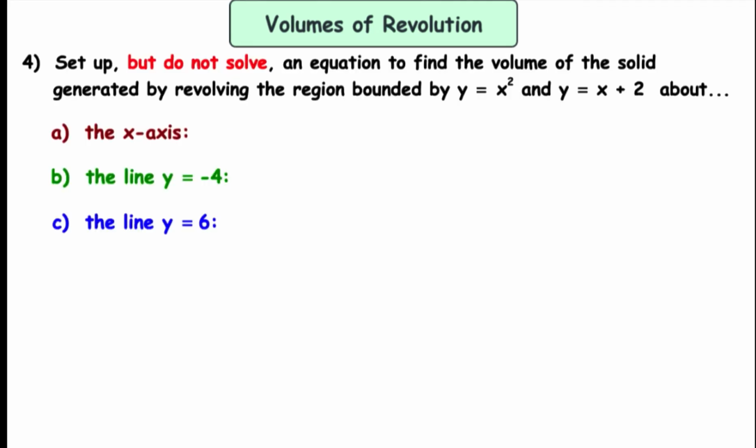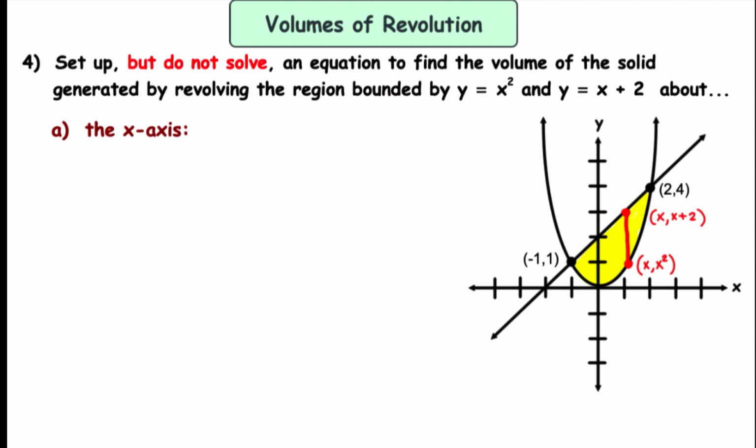Number 4 says set up but do not solve an equation to find the volume. And we're going to do the same region all 3 times, but we're going to go around different axes. You know, so far we've been going around the x-axis a lot, but now we're going to have a little bit of variety. So we'll start out with the x-axis in part A. There's the yellow region described in the directions, and I went ahead and made a representative rectangle. And now we're going to go around the x-axis.